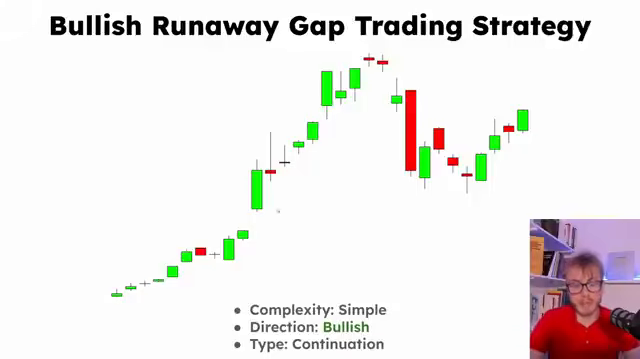So how do we trade this pattern? Well, the most common entry point is to enter here at the open after the gap. As for your stop loss, you usually want to place the stop loss here below the lowest point of the gap. So this black line is the lowest point of the gap. And a common way to set your stop loss is to place it below this point.